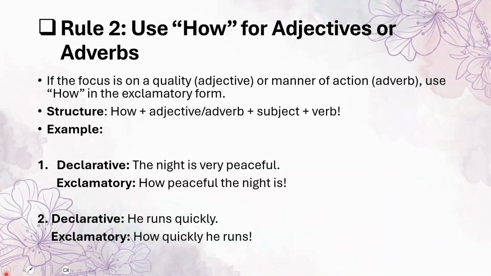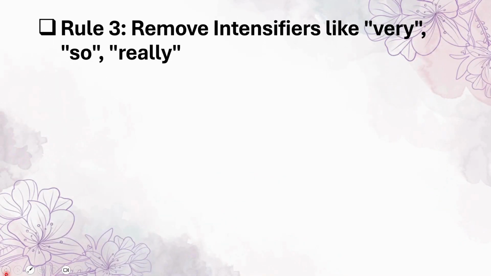So use what for nouns or noun phrases, or use how for adjectives and adverbs. And the structure to remember is how plus adjective or adverb plus subject plus verb. Time to explore rule 3, which is removal of intensifiers like very, so, or really.